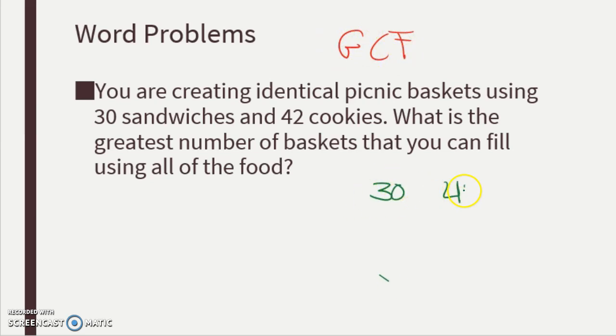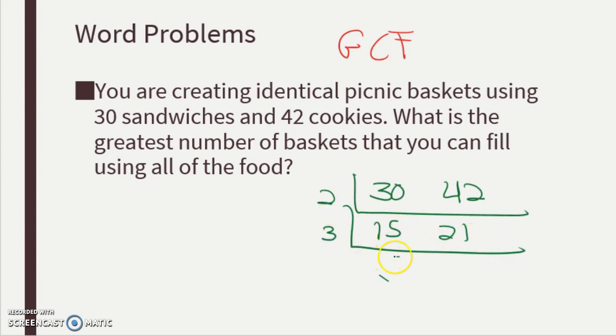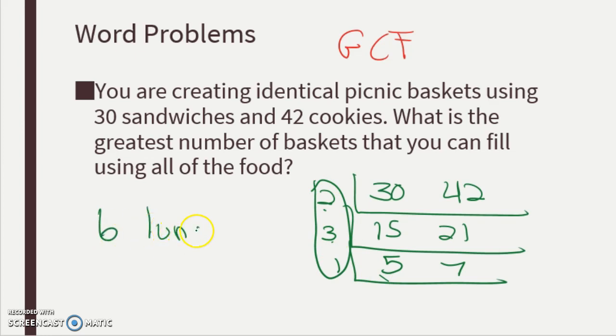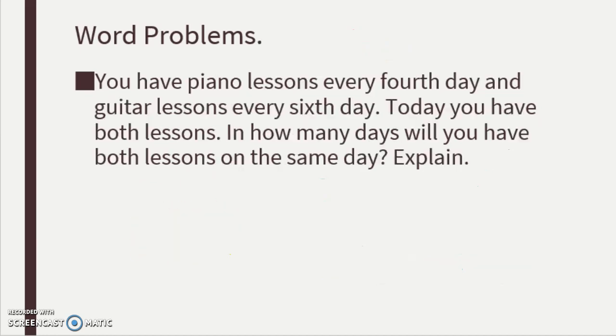30 and 42. Take out a 2, make that a 15 and a 21. Then you can take out a 3, make this a 5, make that a 7. That's going to be a 1. Multiply everything on the outside. Your answer is going to be 6 lunches. You need to make sure that if it is a word problem, it has a word answer. So you need that lunches part.